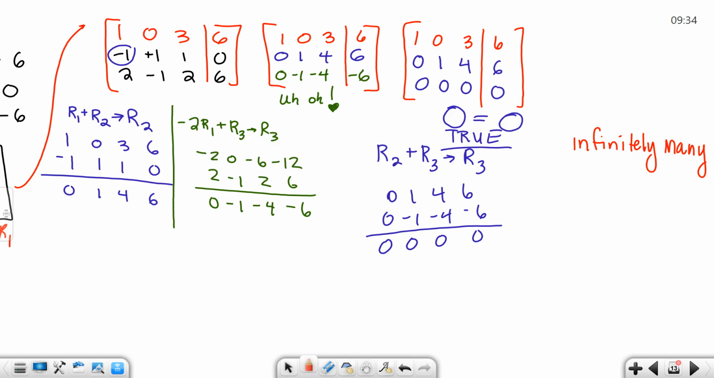Which on your test would get you partial credit, but it doesn't give you full credit. And some of you had your homework assignment that you turned in. You told me one of your problems was infinitely many, which was correct, but you didn't write it with the parameter. So infinitely many is okay, but you have to continue it.